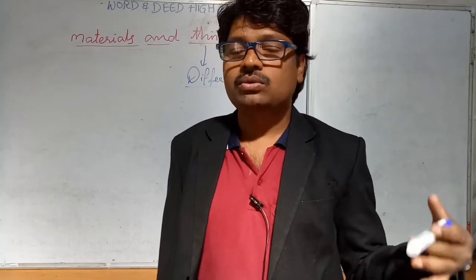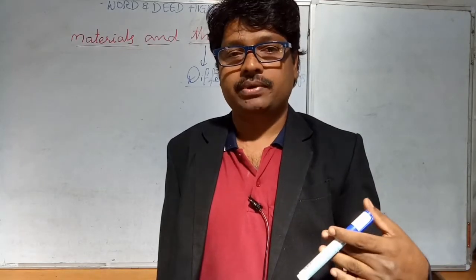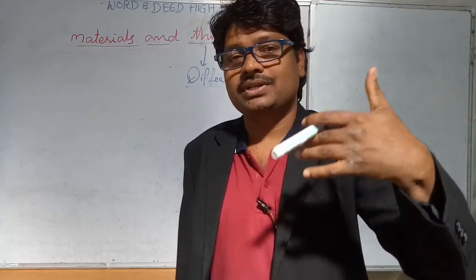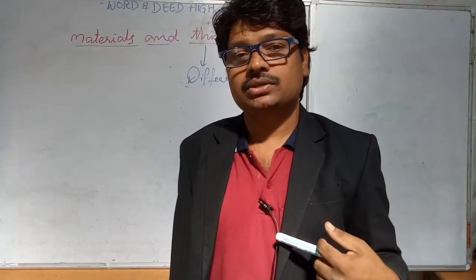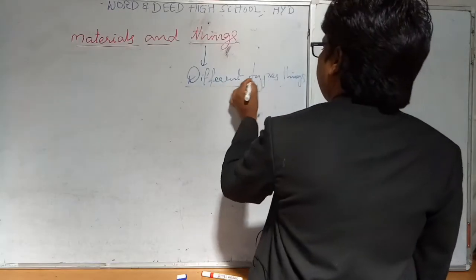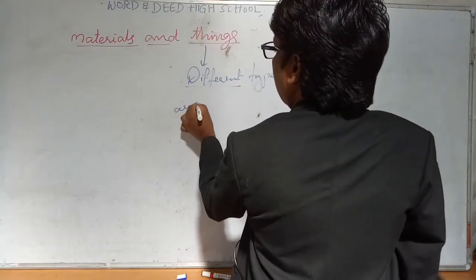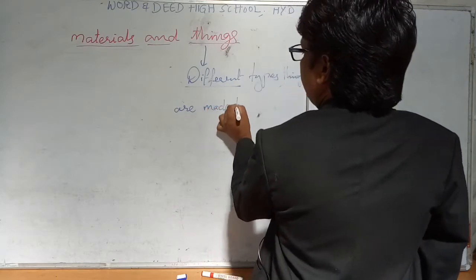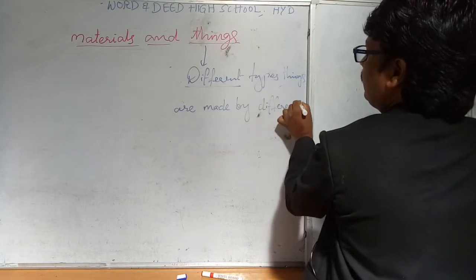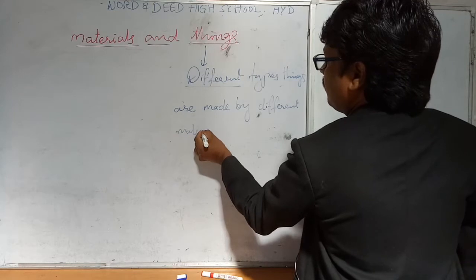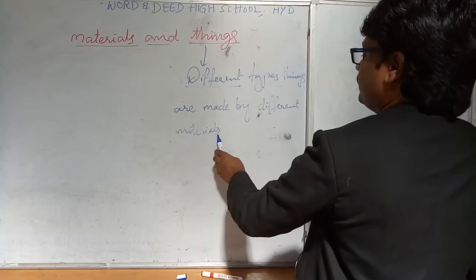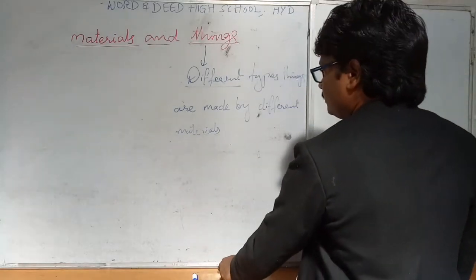But how do all of these things get that kind of shape? And what is used to make these things? That's material. Different things are made by different materials.